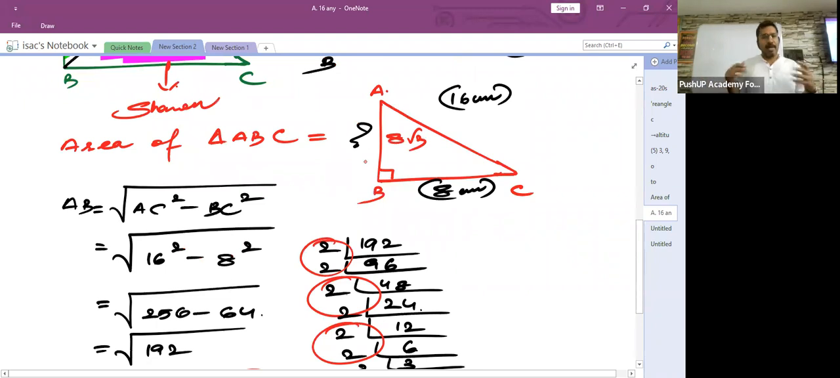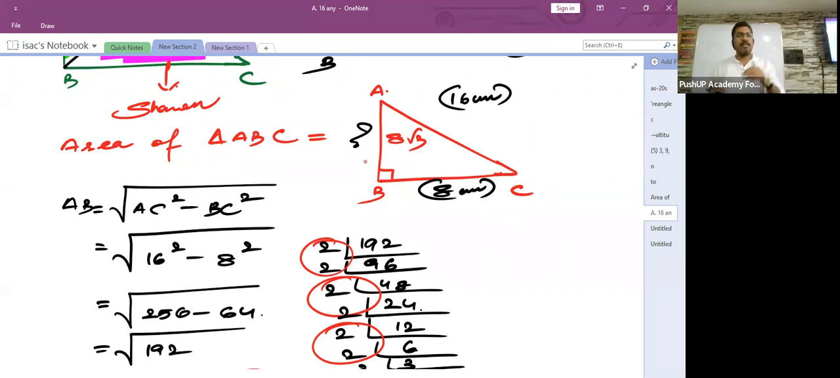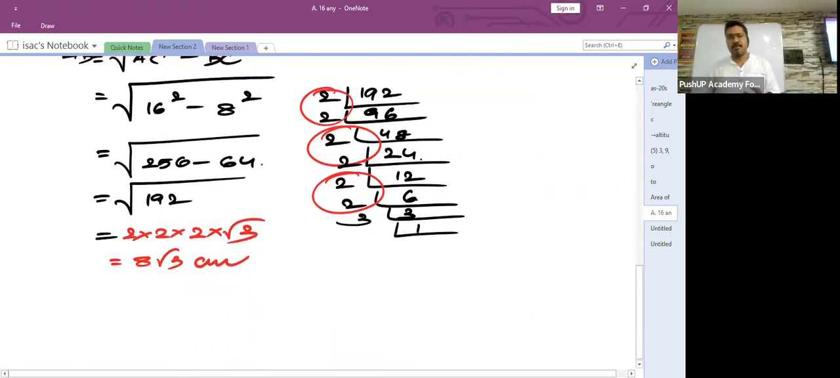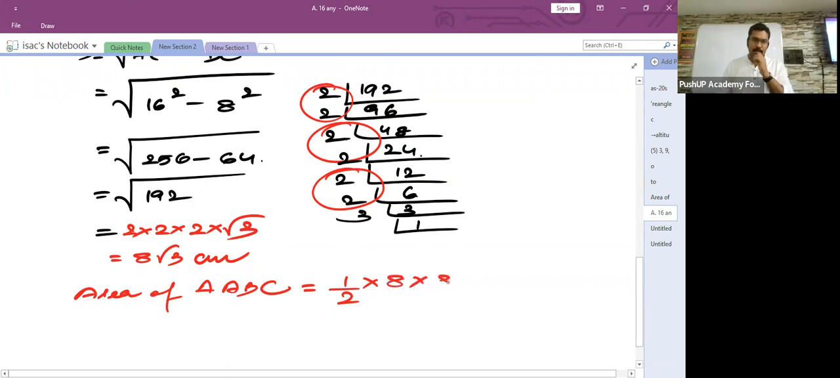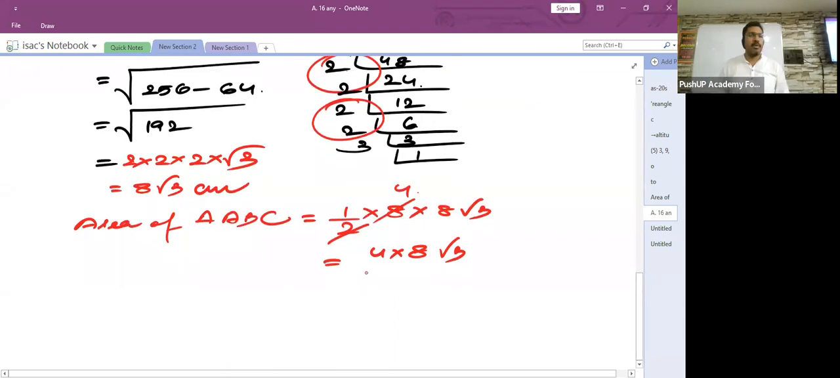Now you all must be knowing, why did I find the value of AB? Because the base BC was given to us, 8 centimeter. We needed the corresponding height of BC. That is why we found it. Once you got the base and its corresponding height, we can find the area of triangle ABC. Area of triangle ABC is 1/2 into the base into height. How much is the base? 8. Height is how much? 8 root 3. So 2 ones are 2 and 2 fours are 4. So 4 into 8 root 3. 4 into 8 is how much? 32. So 32 root 3 centimeters square.